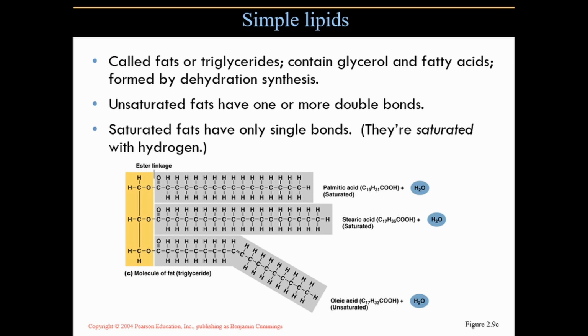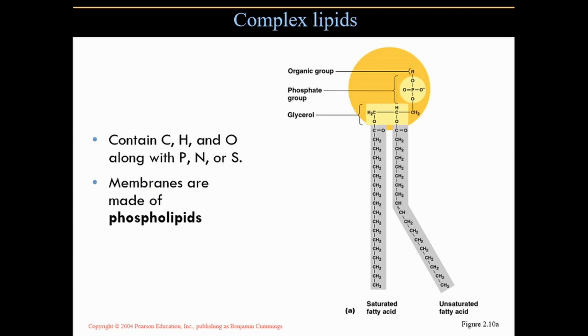Saturated fats have only single bonds. They have the maximum number of hydrogens that can exist within that fatty acid chain. Unsaturated fats have at least 1 double bond, and that causes a kink in that fatty acid chain. They can also be complex lipids. So you've got the glycerol and the fatty acid chain, but then attached to that is something else. Like, for example, a phospholipid in the cell membrane. You have a phosphate group that is attached to the glycerol, which is attached to the fatty acid chains. And so we call them complex lipids.